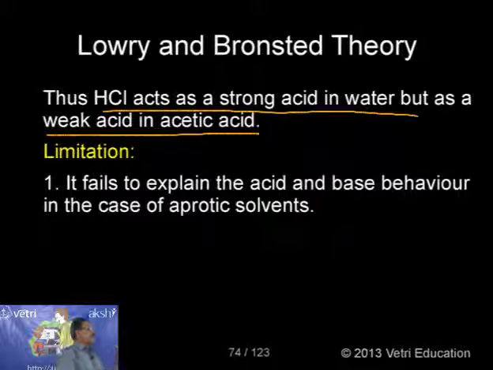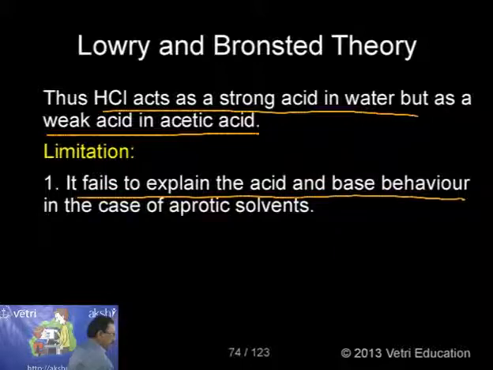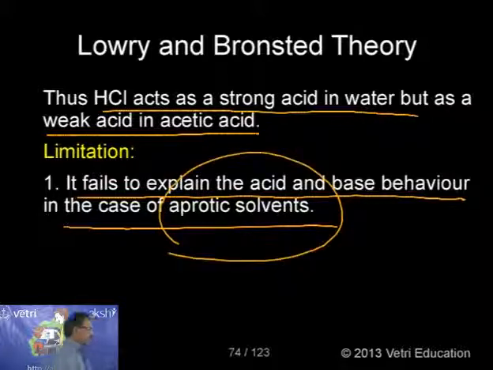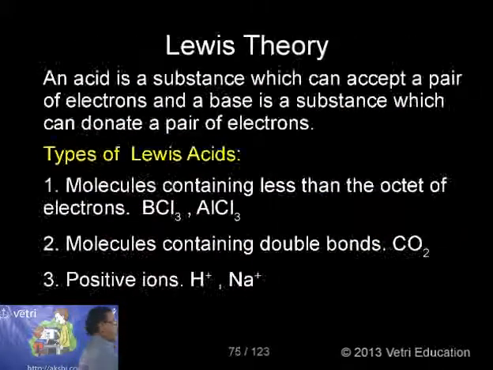What are the limitations of the Lowry and Bronsted theory? It fails to explain acid and base behavior in the case of aprotic solvents. The theory says whatever substance donates H plus is an acid and whatever accepts H plus is a base. But a number of substances act as acids and bases in aprotic solvents, and aprotic means not containing hydrogen, H plus. Sulfur dioxide, for example, behaves as a solvent, and carbon dioxide can also be used as a solvent. Without containing H plus, this theory fails.